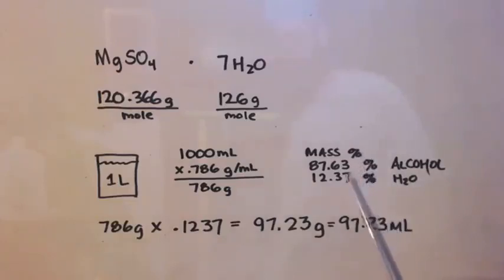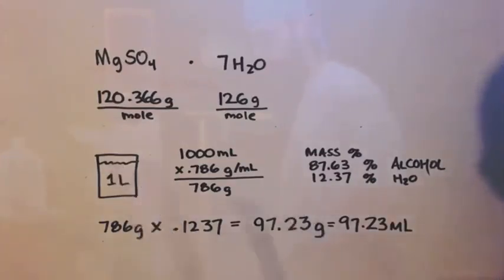Over here, you can see the mass percentage is for alcohol and for water. Water, it's 12.37, so I multiplied by 0.1237. I got 97.23 grams, and water is 1 gram per milliliter, so it's the same thing, 97.23 milliliters. My point is if I have a liter of this, that means I have 97 1/4 grams of water. And to soak that up, I'd need to add in 97.25 grams of this.